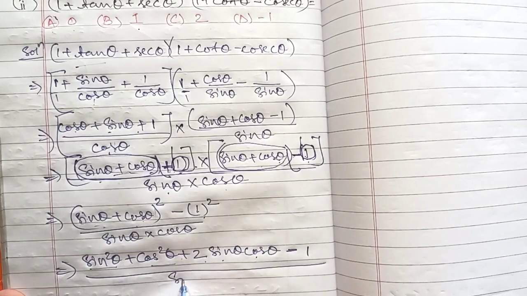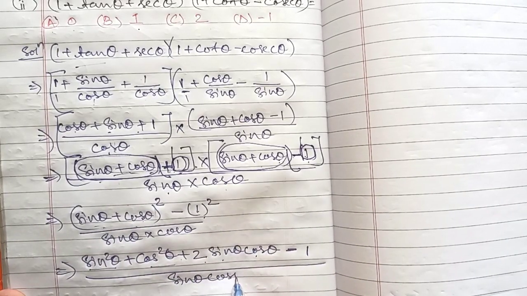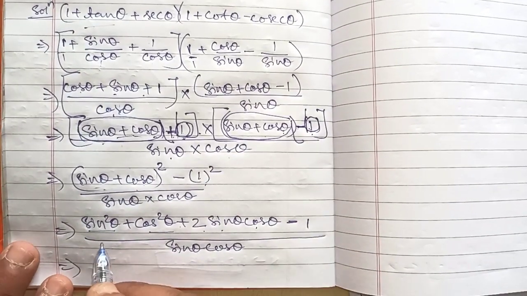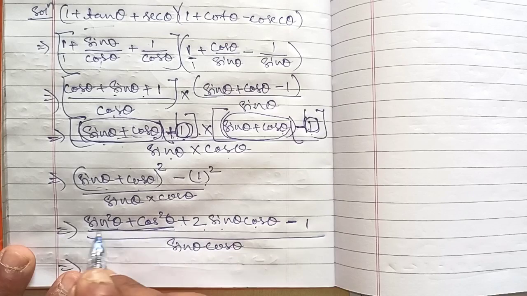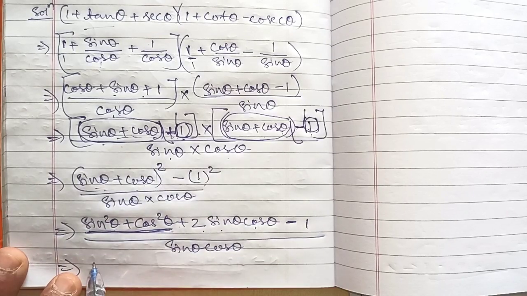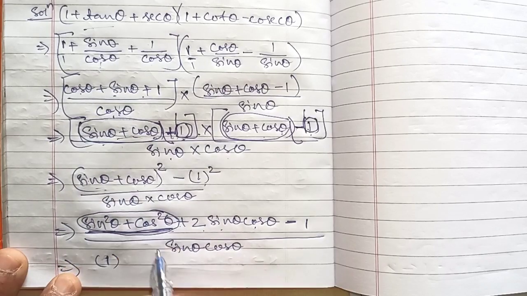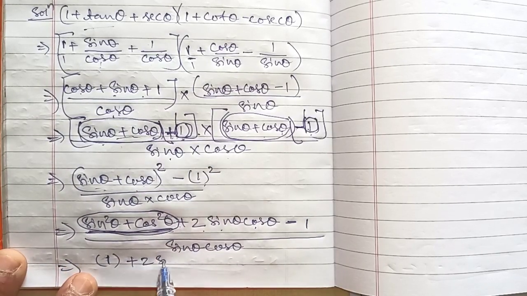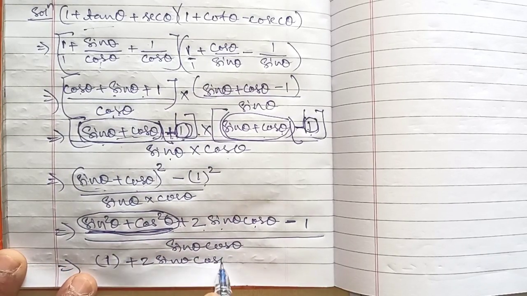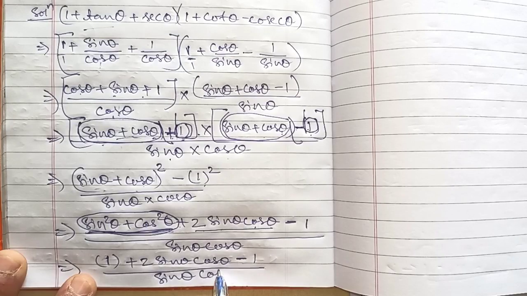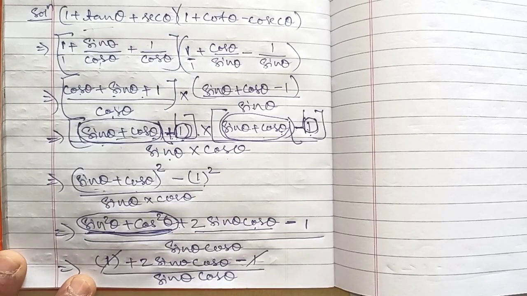Okay, into divided by sin theta into cos theta. Now this will be sin square plus cos square. How much is it? From the formula, sin square theta plus cos square theta is 1. So this much is 1 plus 2 sin theta cos theta, this term, minus 1, whole divided by sin theta cos theta. Okay, 1 and 1 cancel.